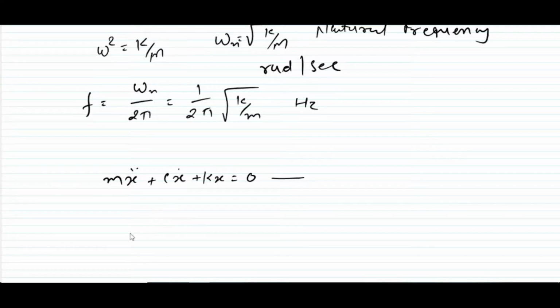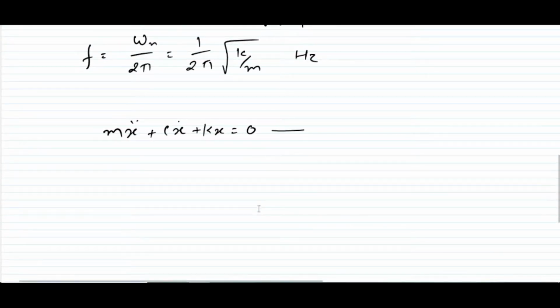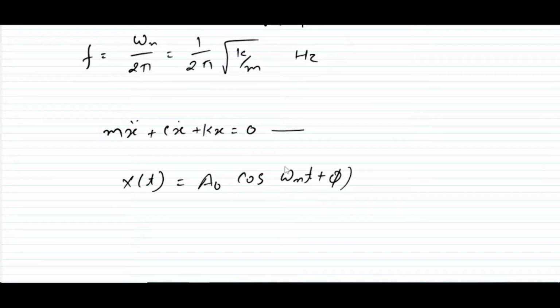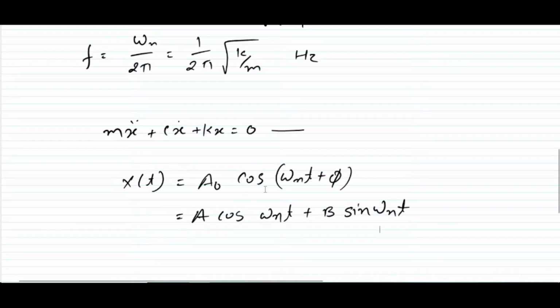Same as here, for the solution of the undamped free vibration system, this is an ordinary differential equation. So the possible solution will be x of t is equal to A0 cos of omega n t plus phi, or you can write A cos omega n t plus B sin omega n t. You can use either of these two equations.